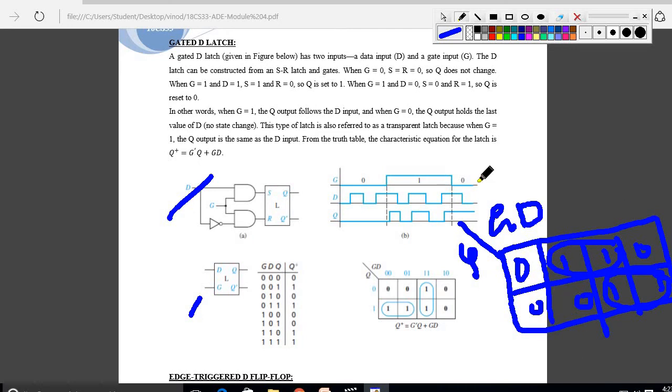So this is about the gated D latch. Next, we'll see the edge triggered D flip-flop.